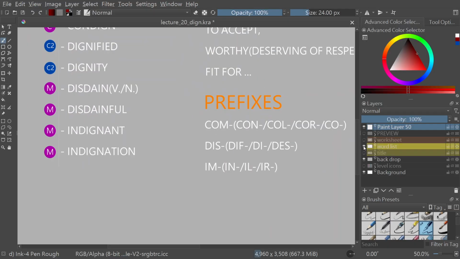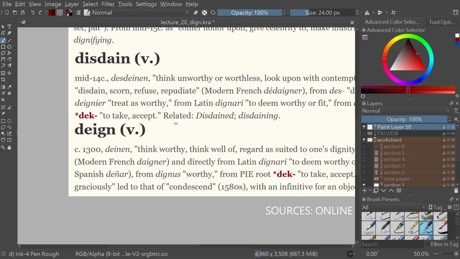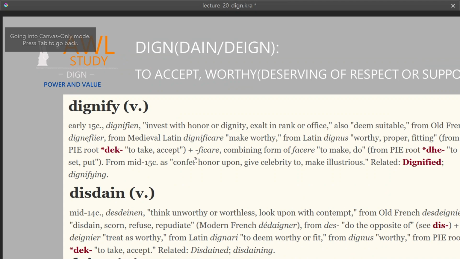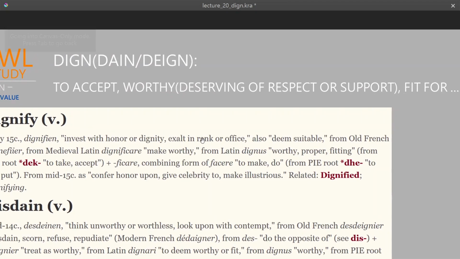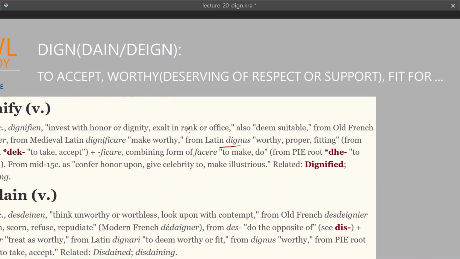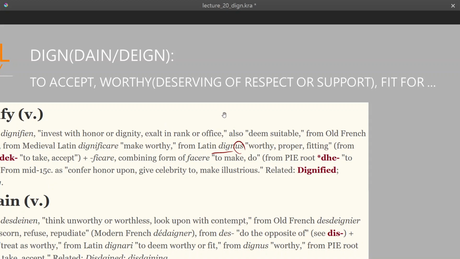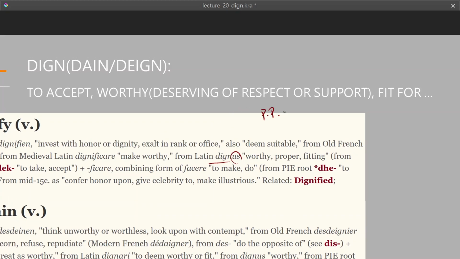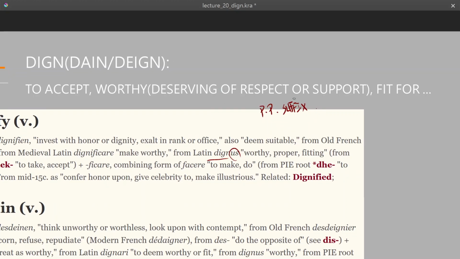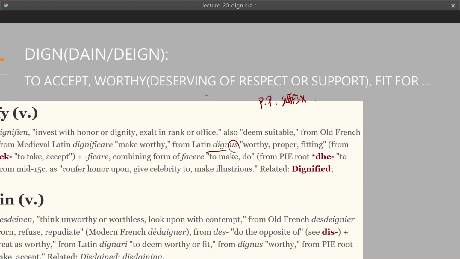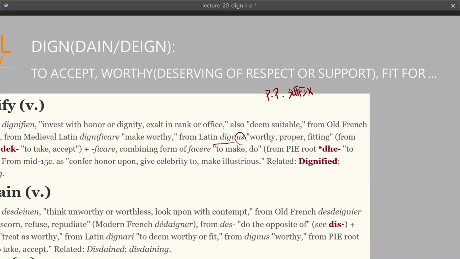Alright, so as usual, before we study the words, let's dive into the root itself. So we have the root DIGN, followed by the adjective suffix -us. More precisely, it is a past participle suffix. Since it's a past participle suffix, it could be used as an adjective or verb. In this case, it's an adjective. So DIGN means worthy, proper, or fitting.